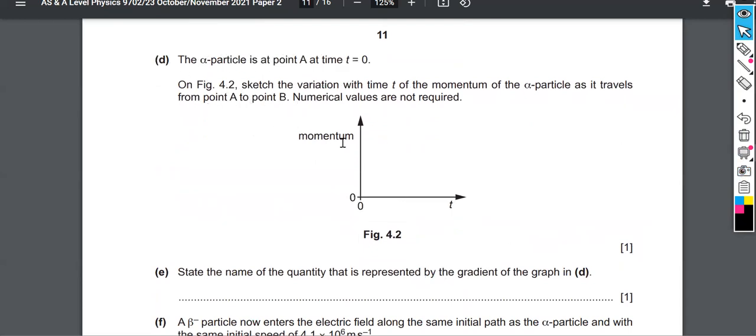Right, part D here asks you to sketch the variation with time t of the momentum of the alpha particle as it travels from point A to point B. It says numerical values are not required.